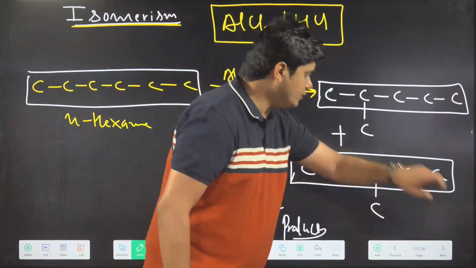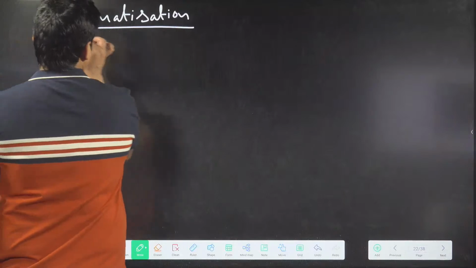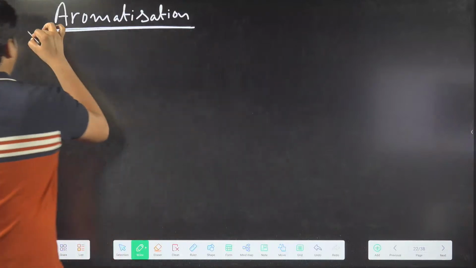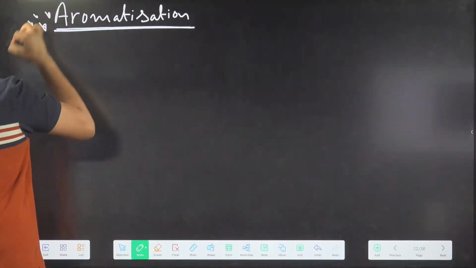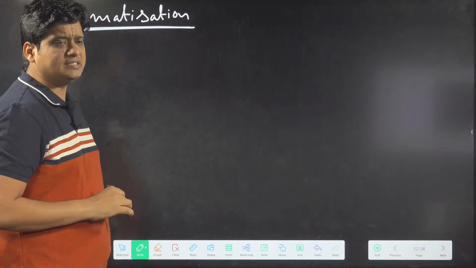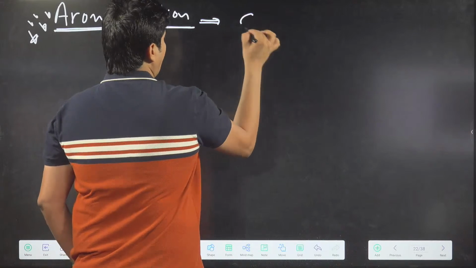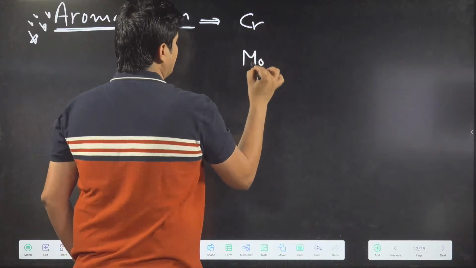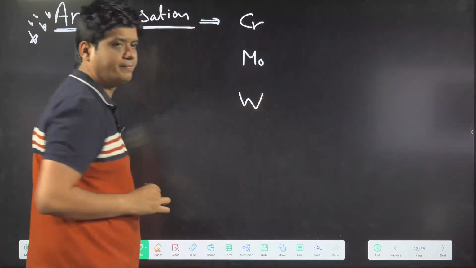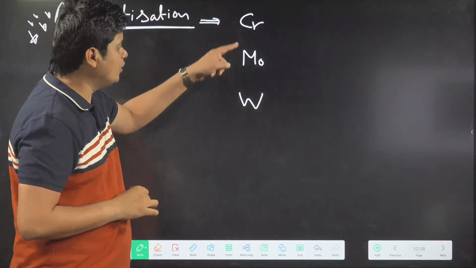This is done. Come to the next one. Aromatization. A very important reaction. What is the reagent for the aromatization reaction? Very easy to memorize: oxides of group 6 elements.